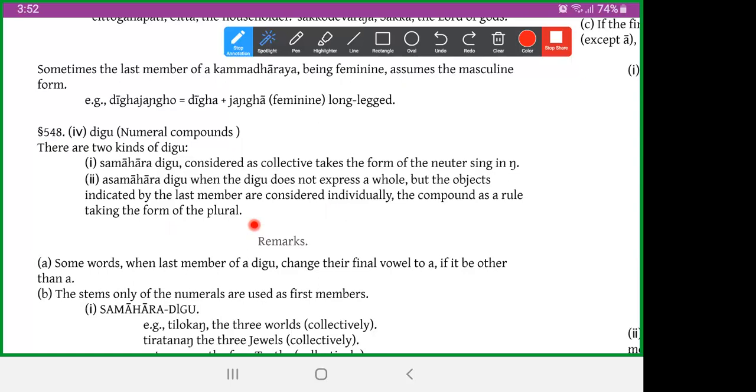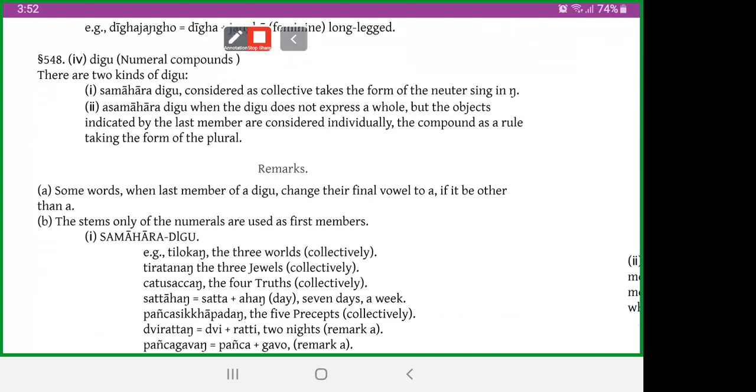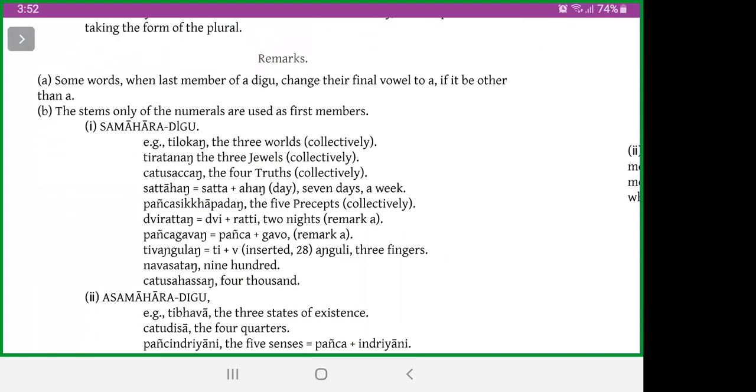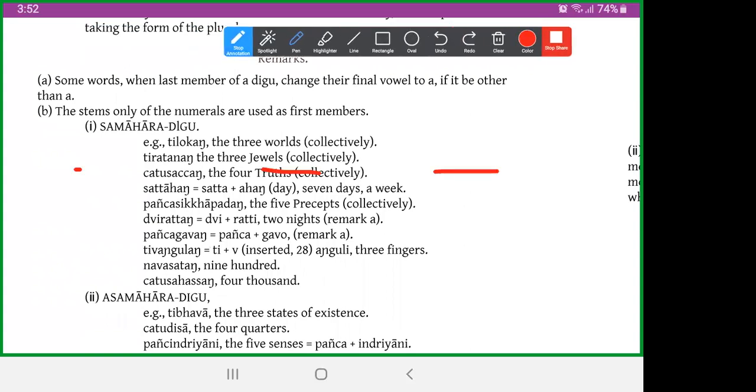So it's like earlier on, I think when we studied the chart of the Dwanda, right? So here number 1 just means that you consider it a collective, so you only take the neuter singular. So we see the form here. This is the first form. It's always in neuter singular, right? So we look at the first one, called the Samahara. Okay, so we continue reading. All right, so let's read. Some words, when last member of a digu, change their final vowel to a, if it be other than a. B. The stems only of the numerals are used as the first member. All right. So Samahara digu. For example, Tilokam, the three worlds collectively.